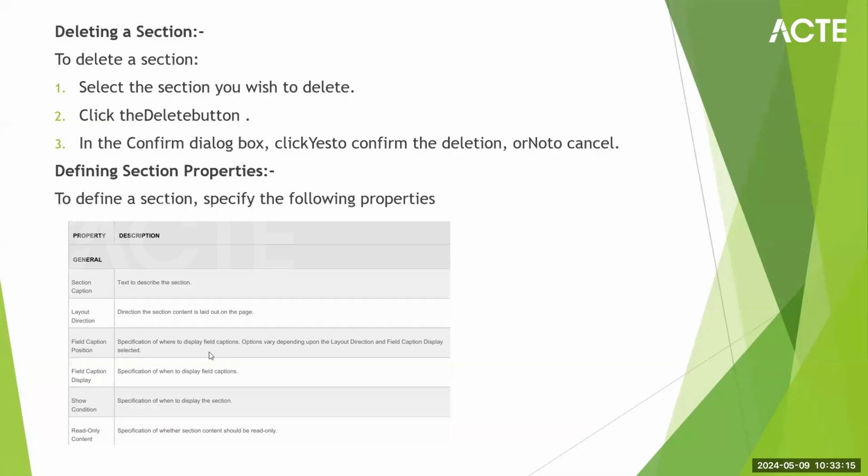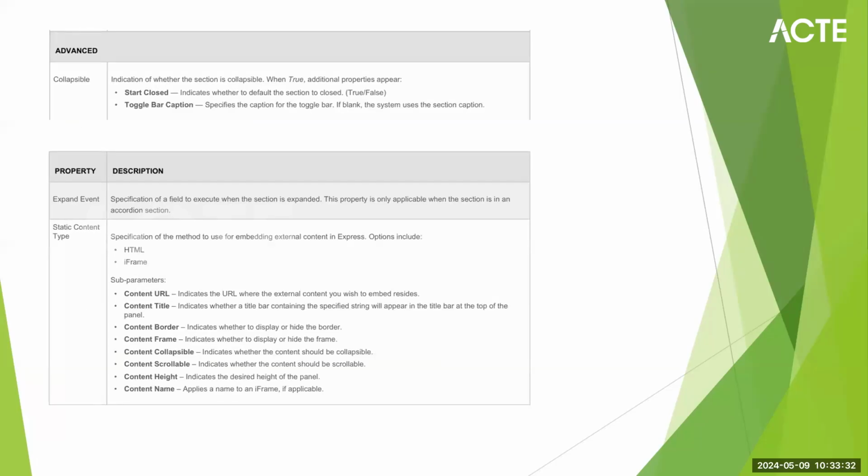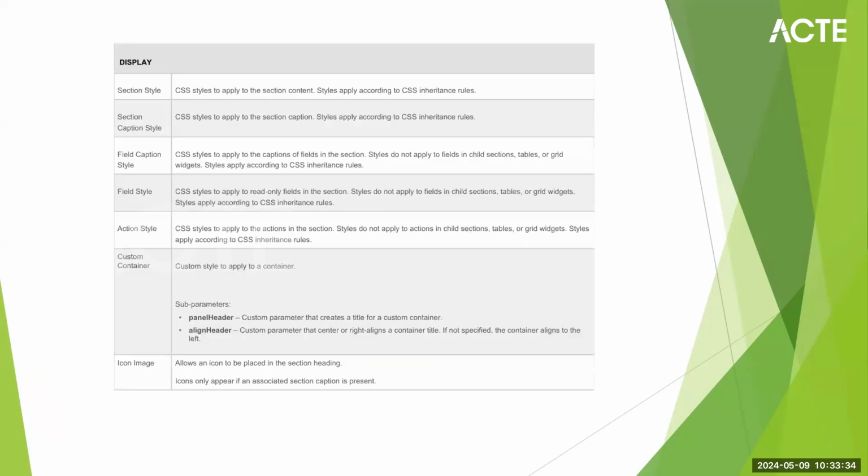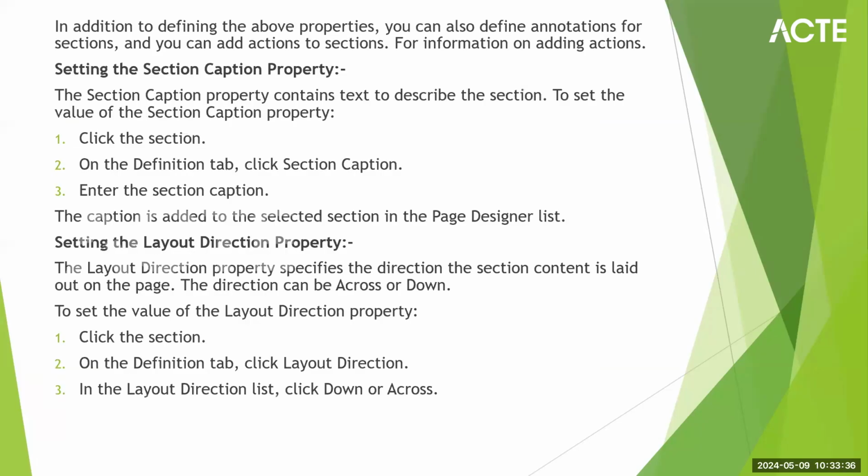These are some of the properties for the section, like a group you have discussed, right? A similar kind of section. Section caption, layout direction, field caption position, field caption display, show condition, read only content, collapsible, expandable event, static content type. So these are some of the properties we'll be discussing here.